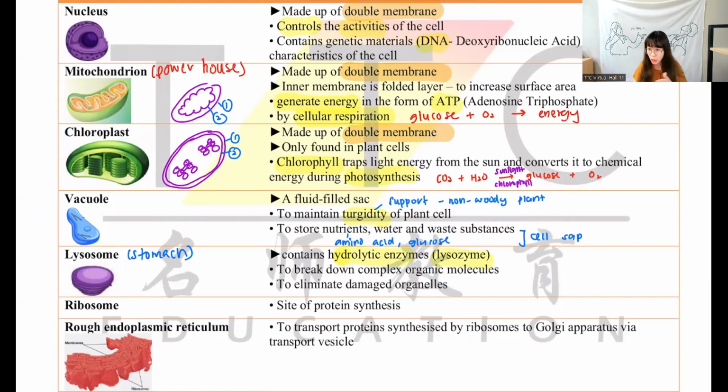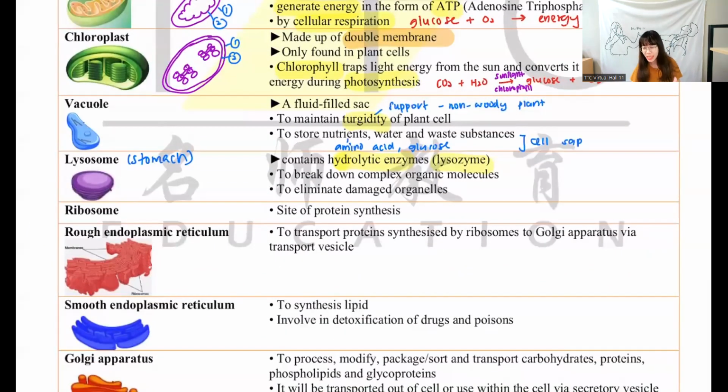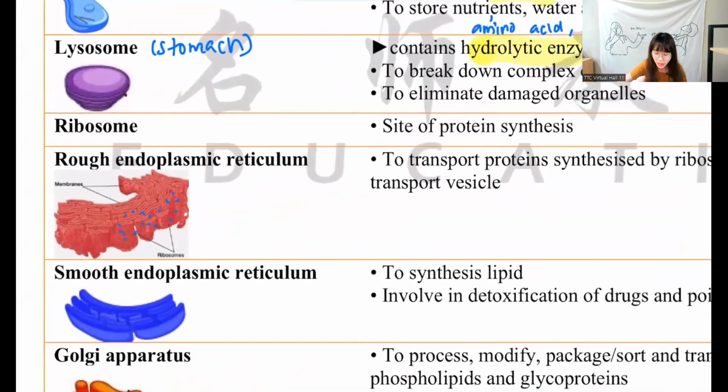Now, ribosome has no diagram, right? Because ribosome is a dot. The dot over here, I know that you cannot see, but the dot usually can be found on the rough endoplasmic reticulum. This rough endoplasmic reticulum, it has dot on top. Can you see there's dot, dot, dot, dot? Now the dots here are actually ribosome. Ribosome function is to synthesize protein.